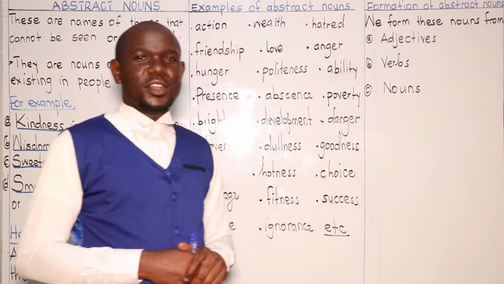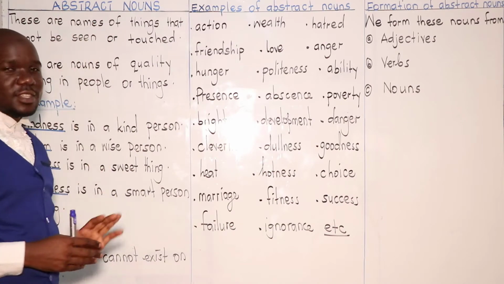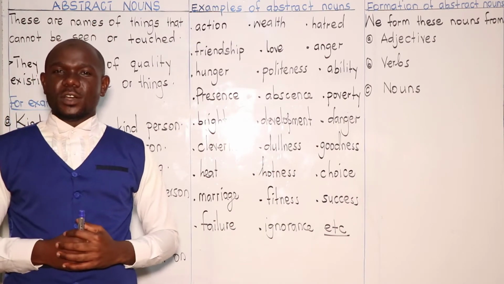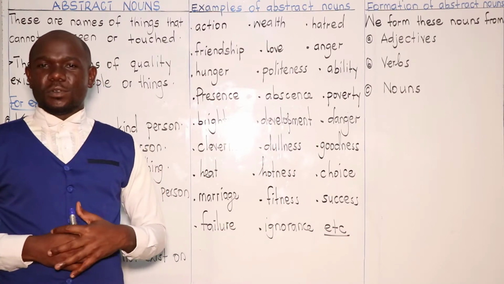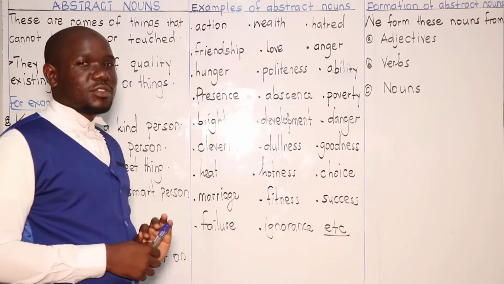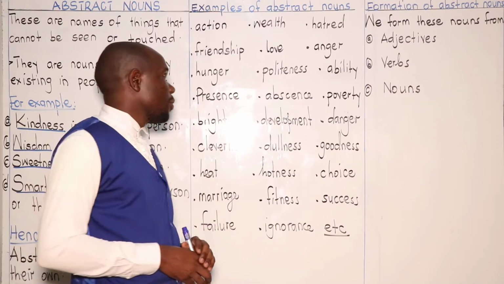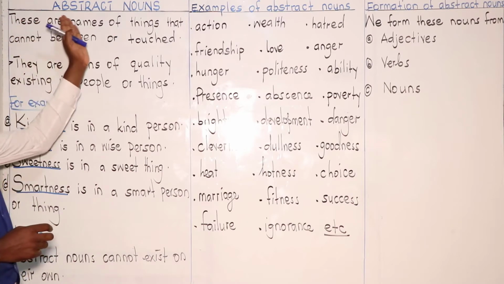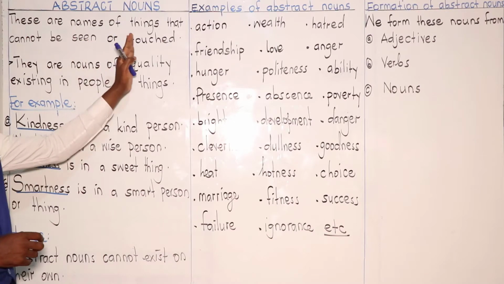In this lesson, we are going to look at abstract nouns. Remember, in lessons 1 and 2, we introduced nouns under parts of speech, and we looked at types of nouns. So today, we are going to look at abstract nouns as a type of noun. Abstract nouns are names of things that cannot be seen or touched.